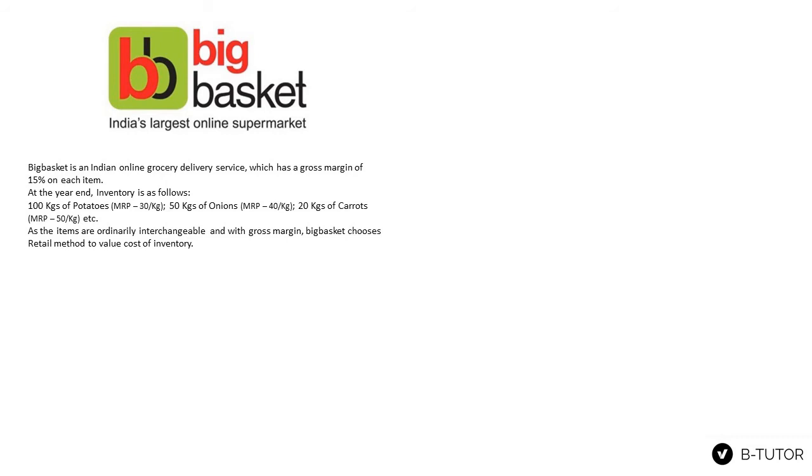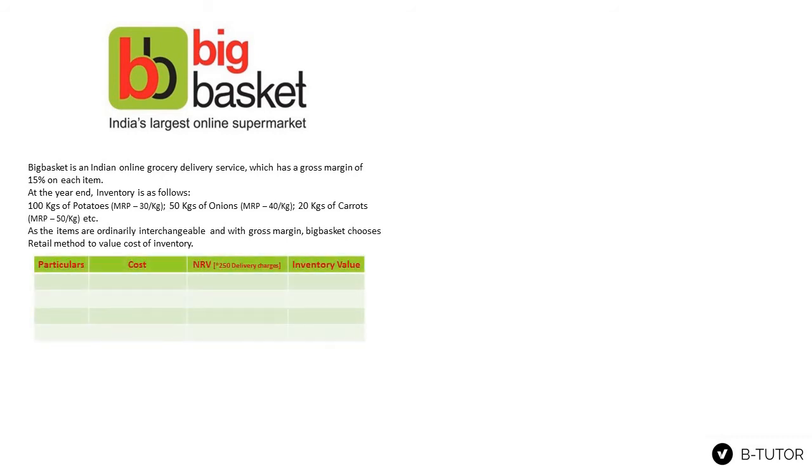So under retail method, to arrive at cost, sales value of inventory is deducted by gross margin. So cost of potatoes is 100 into 30 minus 15%, which comes to 2550. Similarly for onions it's 1700, for carrots it's 850. Now NRV of potatoes, 250 is the delivery charge, so sales value minus delivery charge, which comes to 2750 in case of potato, 1750 in case of onions and 750 in case of carrots.